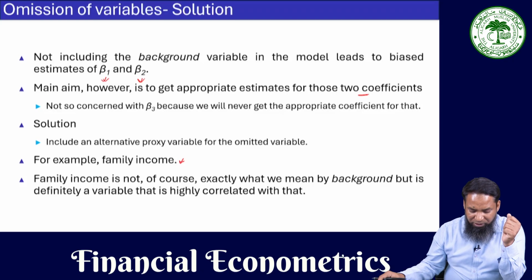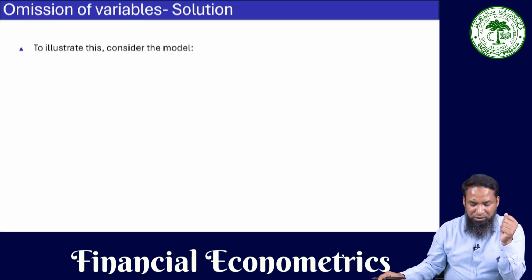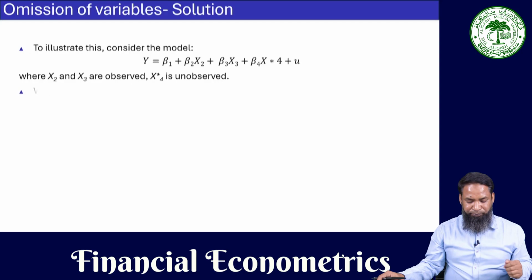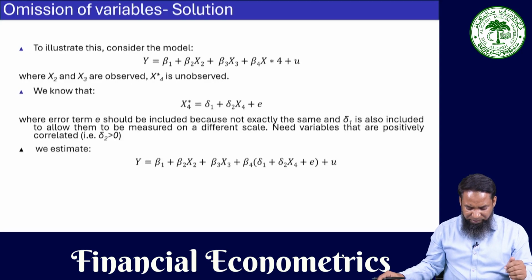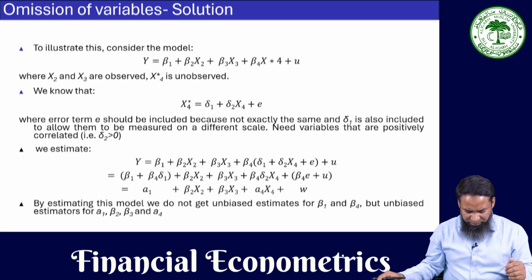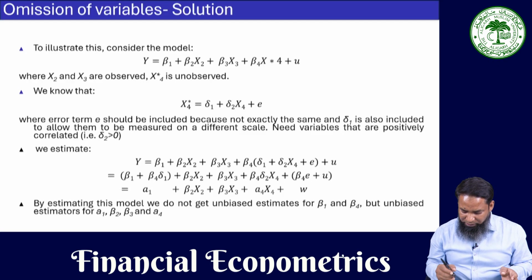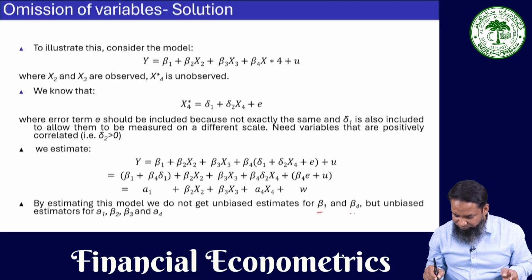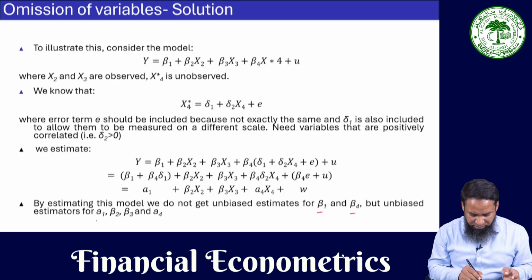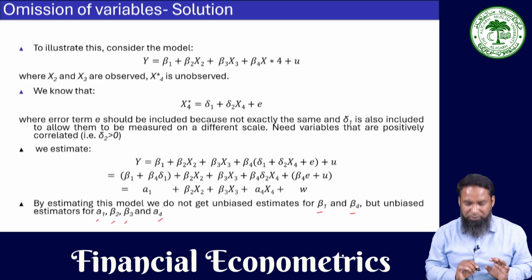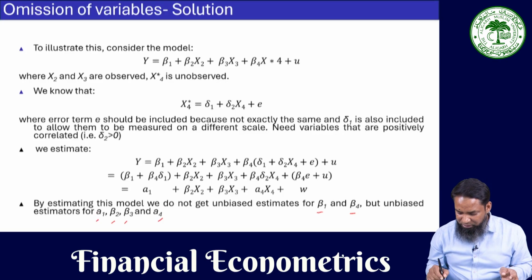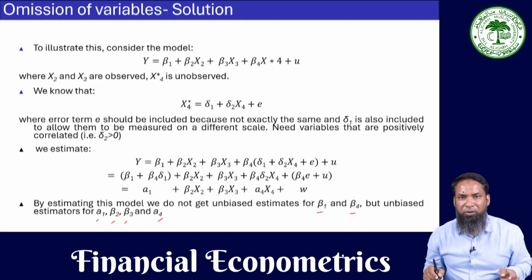So, by including that, we will make this solution. What we will basically do is, since x1 is unobserved, we estimate this value here and this. By estimating this model, we do not get unbiased estimates of beta 1 and beta 4, but we get estimates of A1, beta 2, beta 3 and A4, and we are concerned with this. We are not primarily concerned with beta 1 and beta 4.